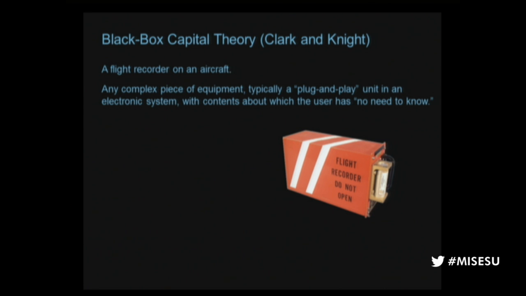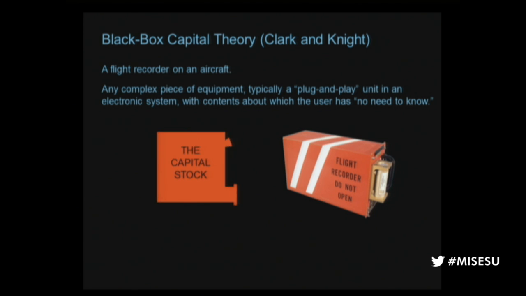And so it occurs to me that the Knightian theory of capital is black box capital theory. In other words, you're not told much about, or anything about, what's in the capital stock. So there's a capital stock, and all we know about it is there's a little input funnel near the top, because you have to maintain the capital. You've got to put something in it. And there's an output pipe at the bottom. That's where the flow of consumption goods comes from, okay?